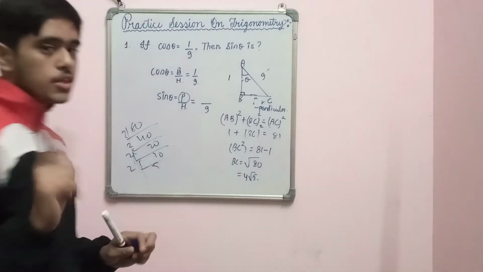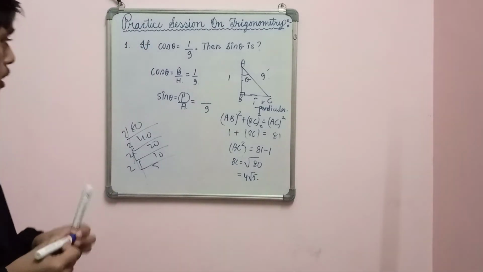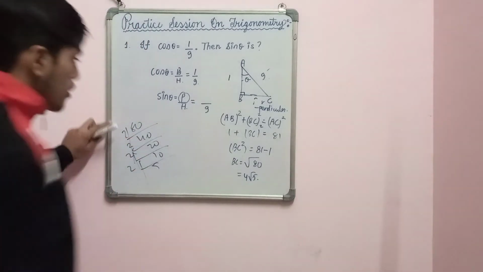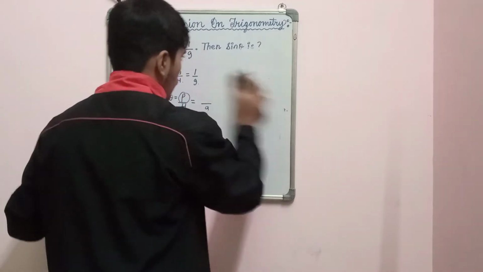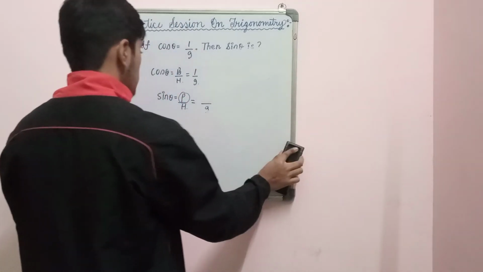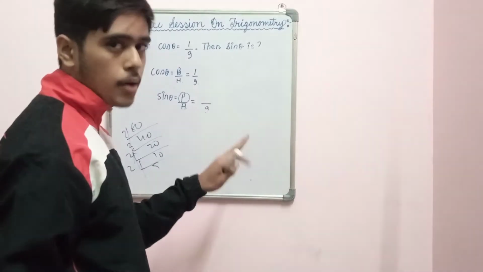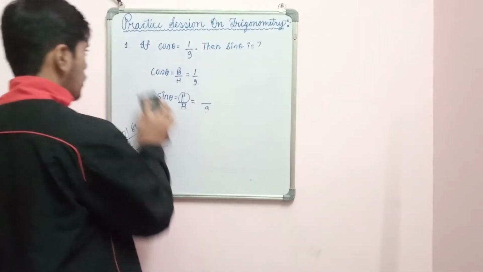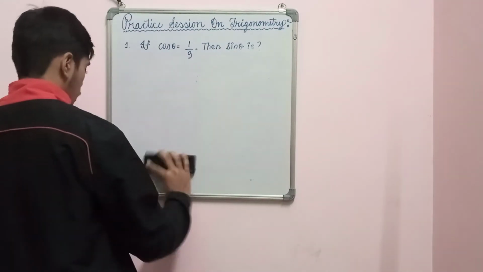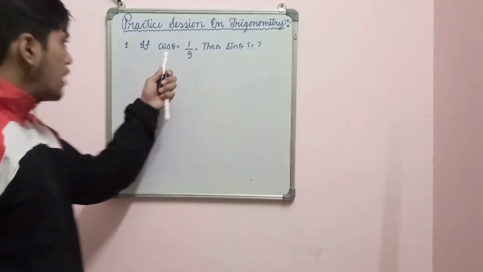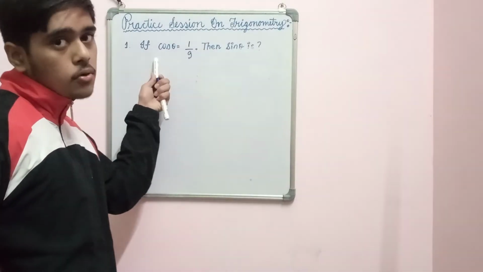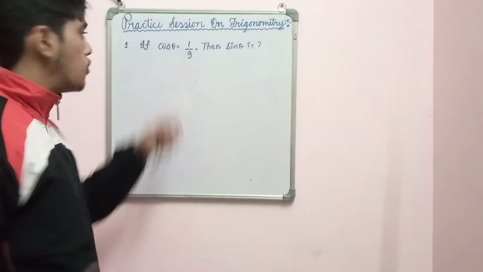Now I have made a mistake here. What is the mistake? I am going to tell you. Many of us will approach this question in this way. The answer will be right, but there is a mistake. Just see here. I told you this is a trigonometric ratio.